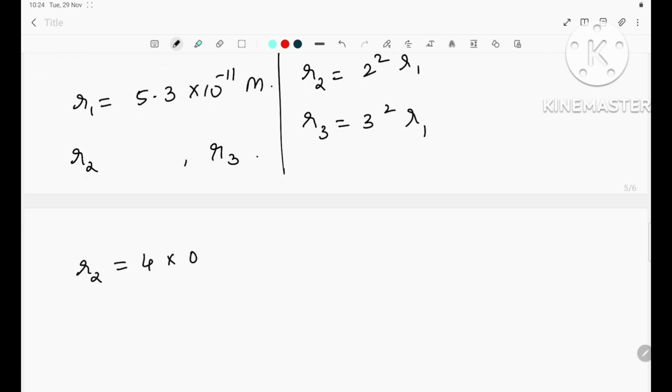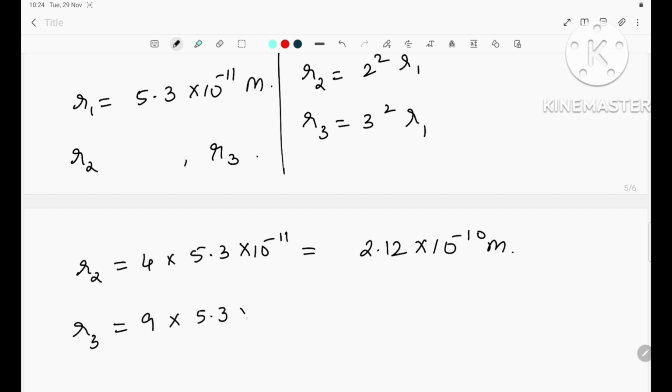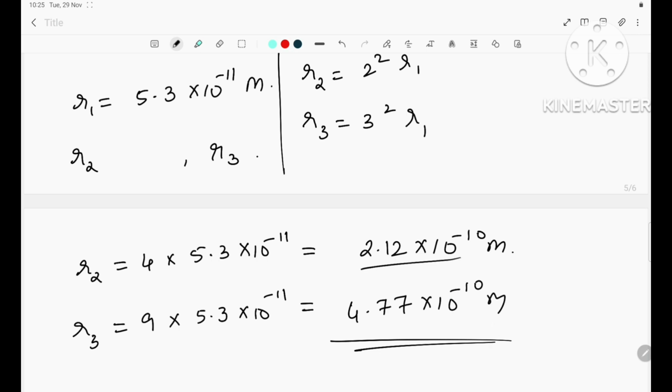So 4 into 5.3 into 10 power minus 11. If you simplify, that will be equal to 2.12 into 10 to the power of minus 10 meter. And R3 similarly you will have 9 into 5.3 into 10 power minus 11, which is equal to 4.77 into 10 to the power minus 10 meter. Okay, so this will be your answer.